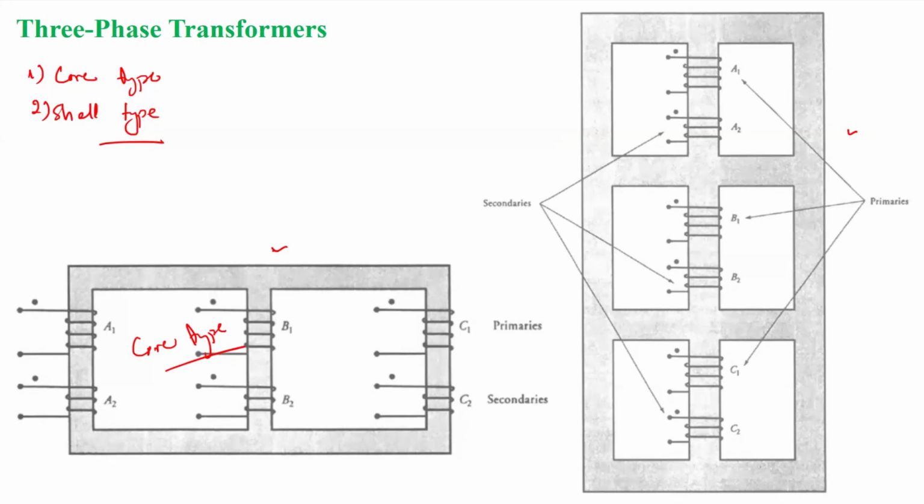The size also increases. But when we do this in a single core, when we make a three-phase transformer, whether it is core type or shell type, the size reduces, the cost reduces, and the space required for installing these transformers also decreases, right? This is how it is advantageous economically, and the space requirement also reduces.